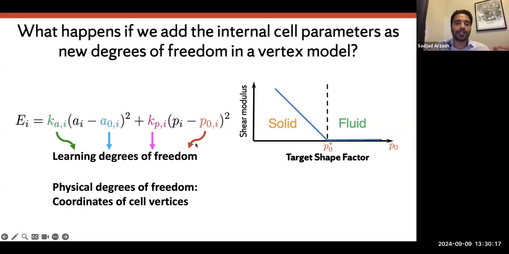So in these vertex models, the learning degrees of freedom, we can think about them as area stiffness, perimeter stiffness, target areas, and target perimeter as variables that we can think of as adaptive degrees of freedom or learning degrees of freedom.